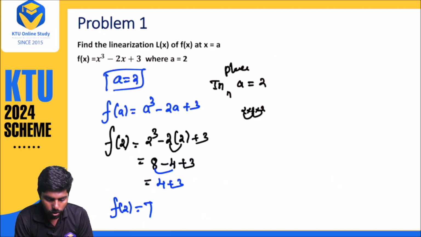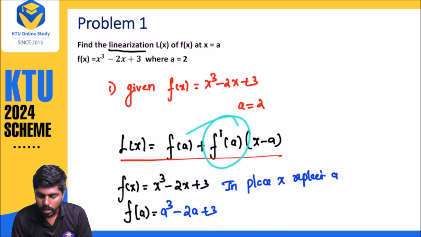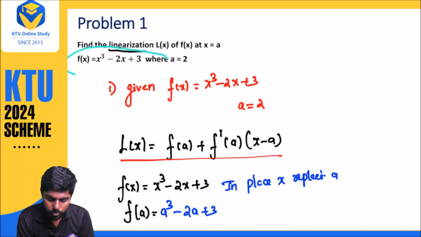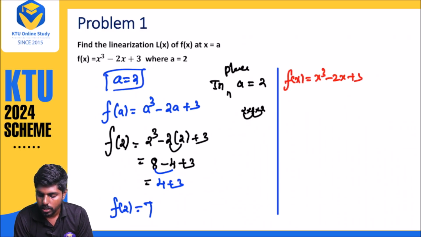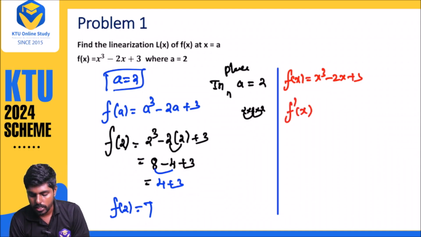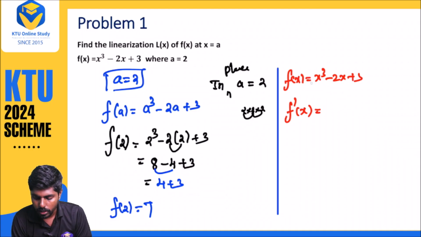So next, what is the next thing we want to write? f dash of x. That means just differentiate this one. Think about what you want to do. f of x is equal to x cube minus 2x plus 3. Just differentiate this. This is cube, so here n equal to 3. What is the formula?